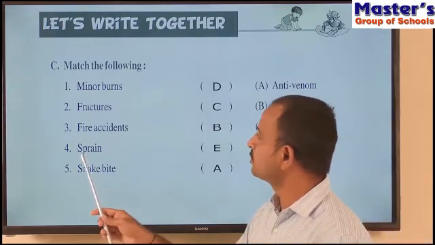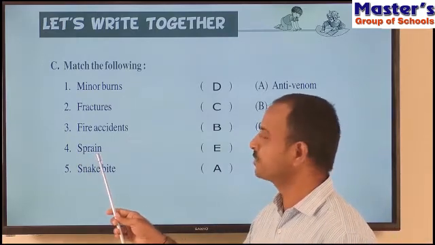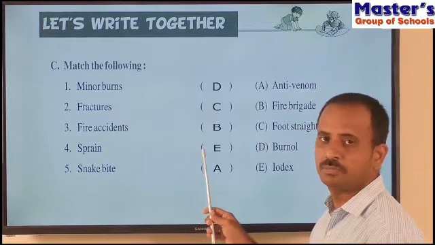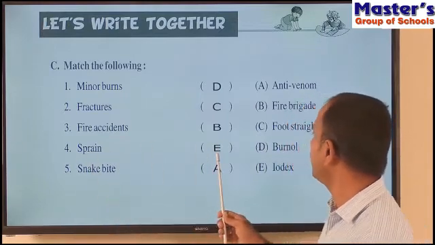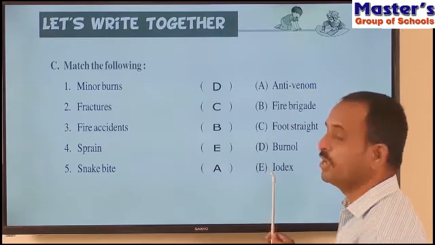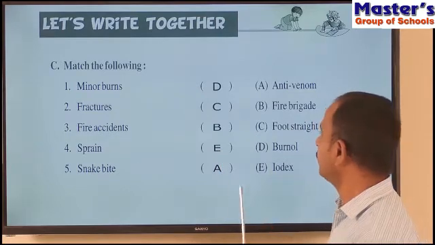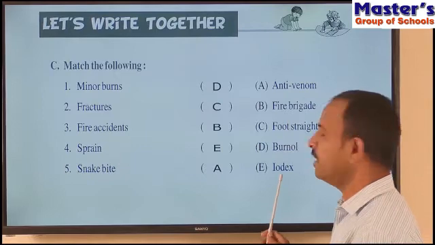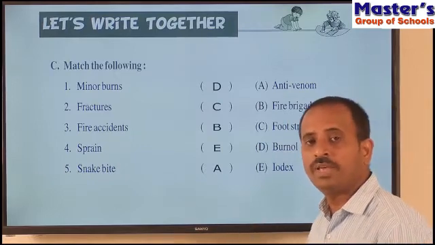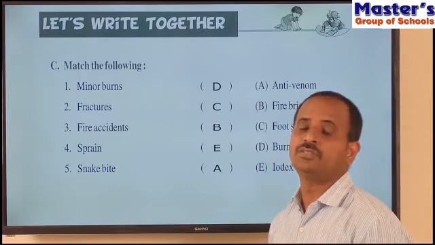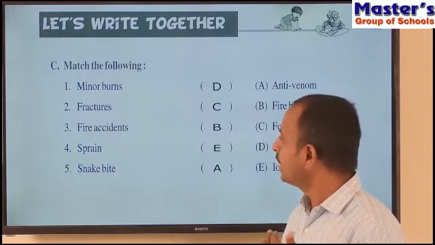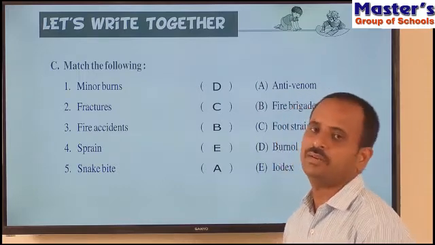And see the fourth one, sprain. How can we get relief from the sprain? That is E, Iodex. So we get relief from the sprain by Iodex. That means if you apply the ointment Iodex over the sprain area at least 3 times per day, then after some days we will get relief from the sprain.